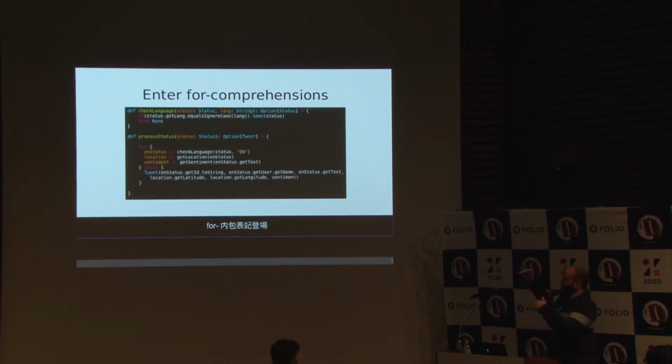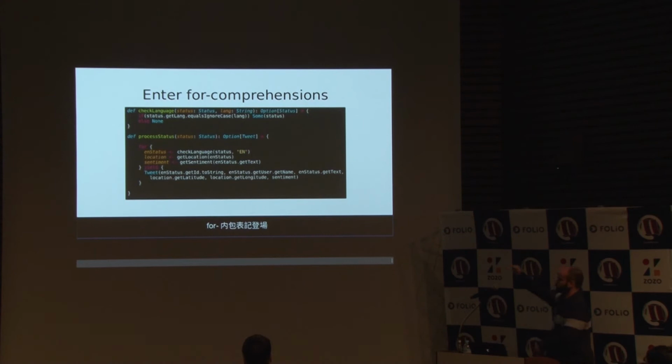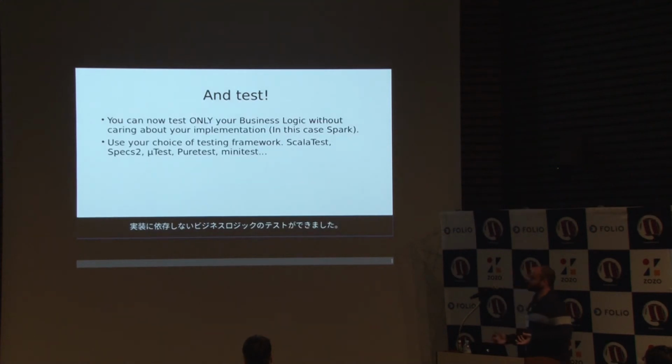So I think this is much more clear than before. I mean, this is a little bit messy, but it is clear what we want to do. Check the language, get the location, get the sentiment, boom, off you go. So now it's clear what we want to do. Check the language, get the location, get the sentiment, and we can test this.